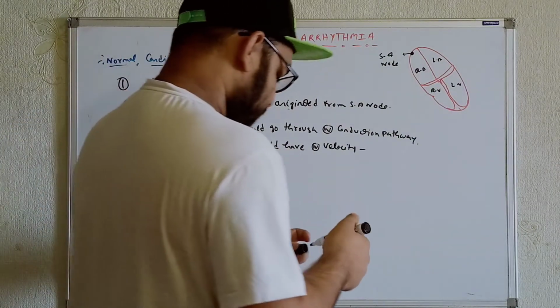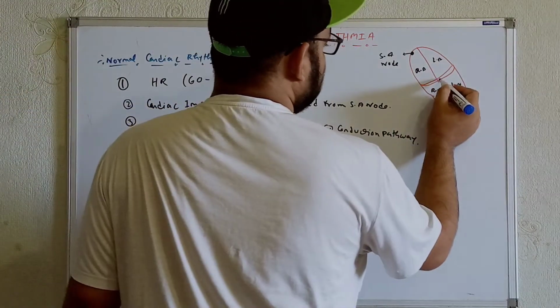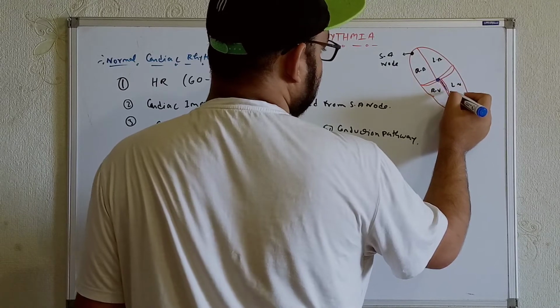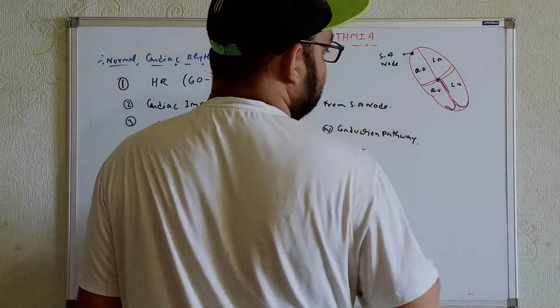Normal conduction pathway, that means what? At first we will see that it originates from the SA node. After that it will go to the AV node. After that it will go where? Within the bundle of His. Then it will go where? Within the Purkinje fibers. Then the myocardial cells.